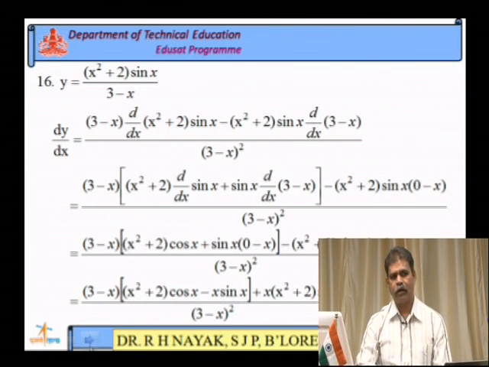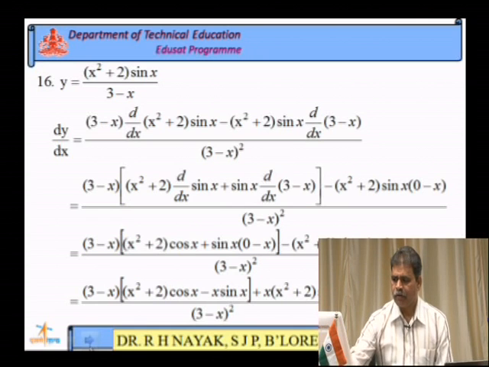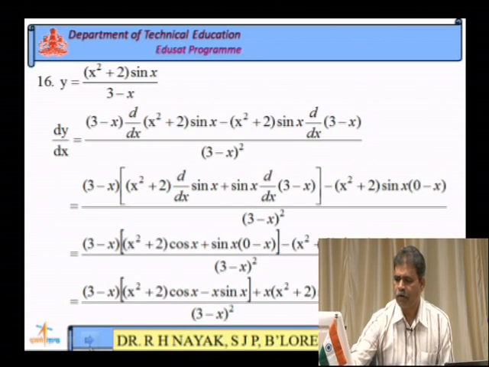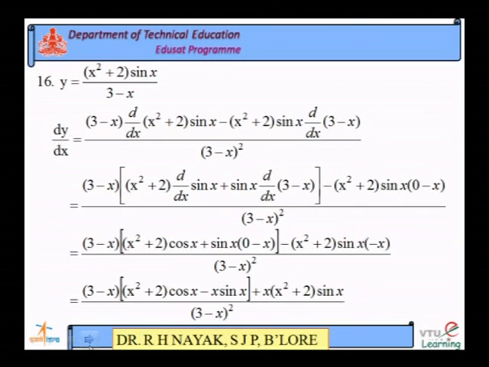A little different problem, this one. So, basically it is quotient rule. In quotient rule we need to apply product rule. See this question, I will show it. The whole numerator is what? It is u, denominator is v. Denominator is v, this is u.